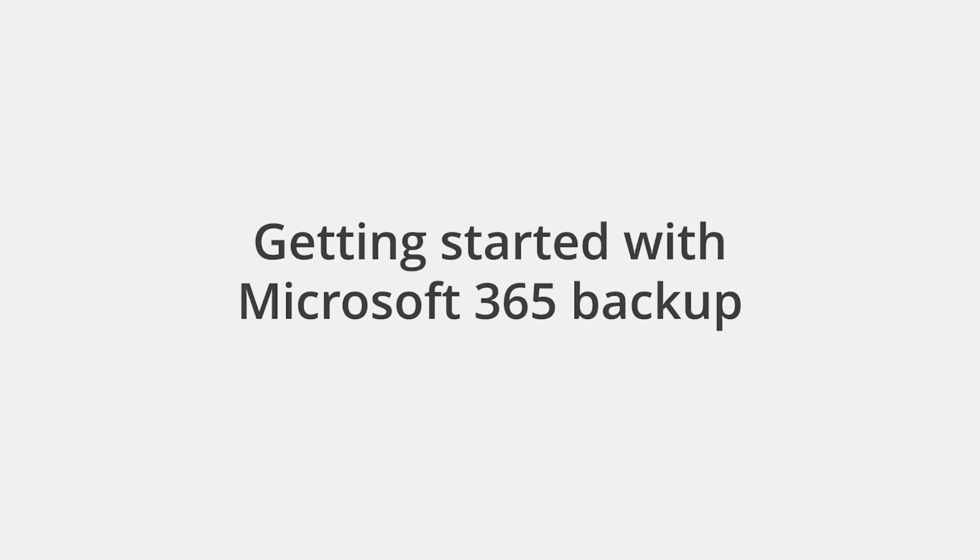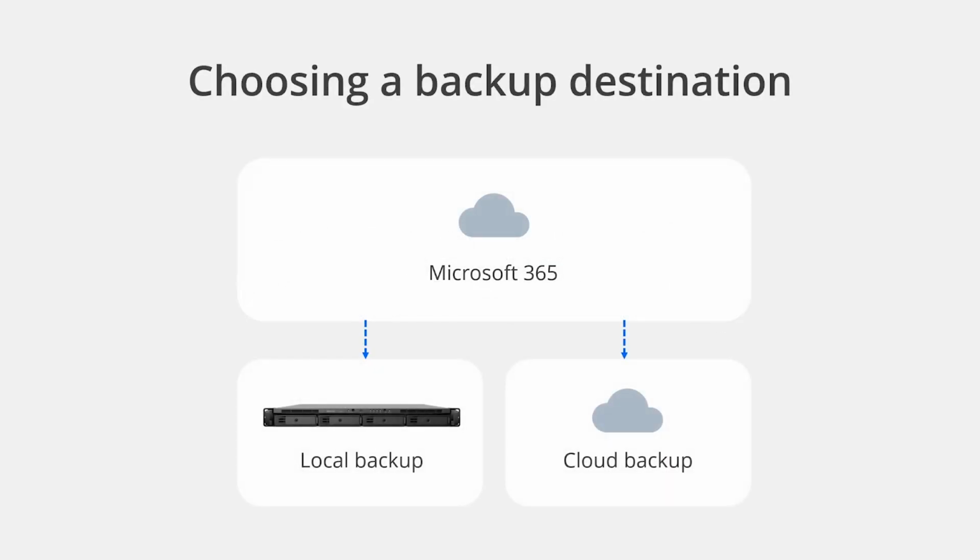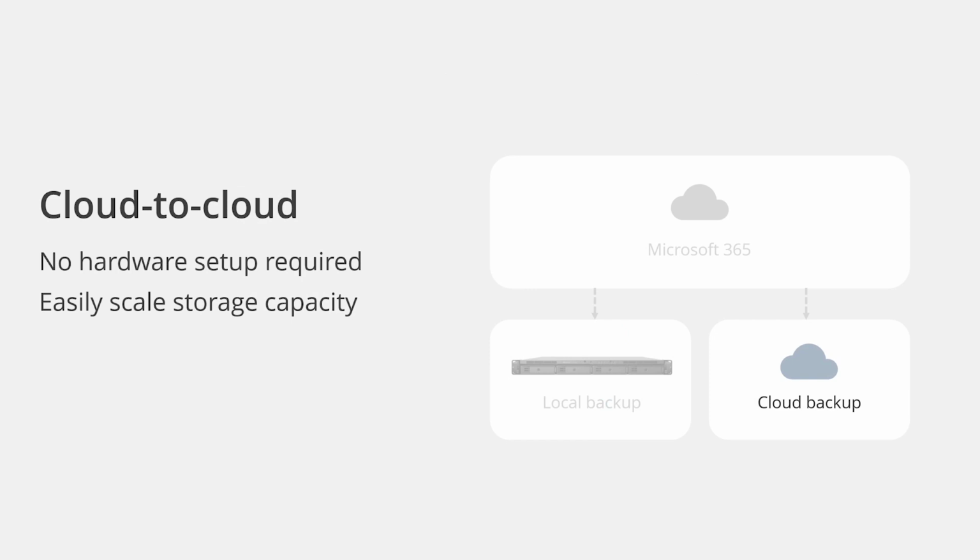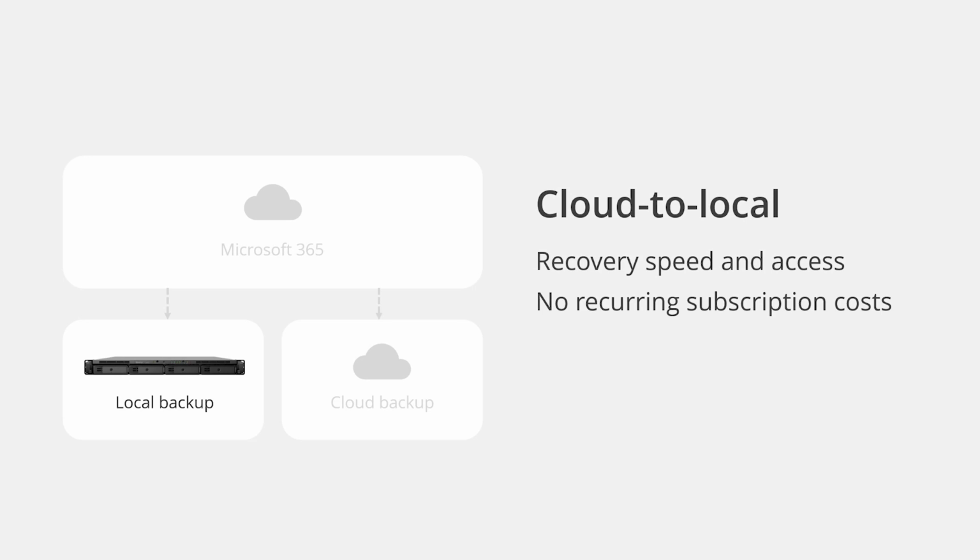So now that we know the why we need to back up this data, let's get started thinking about how you're going to back up that M365 data. First, you'll have to choose whether you want a local backup or a cloud backup. With cloud to cloud, it can be easier to start up. You can get started setting things up more quickly because you don't actually need hardware to get started. And you can scale your storage potentially a bit easier because it is cloud storage and you can essentially just buy more.